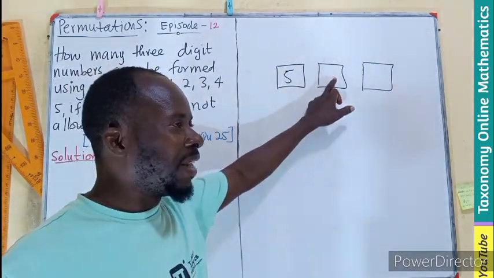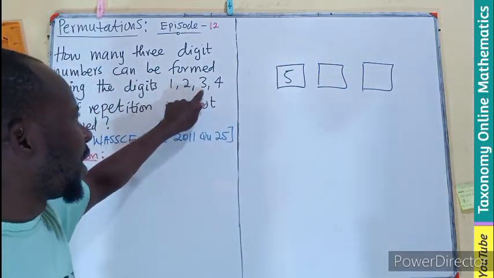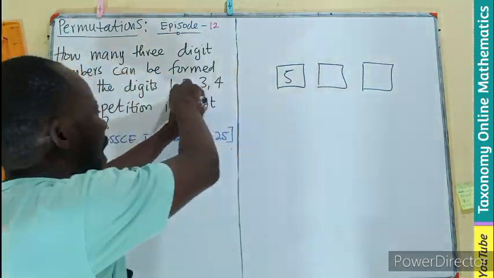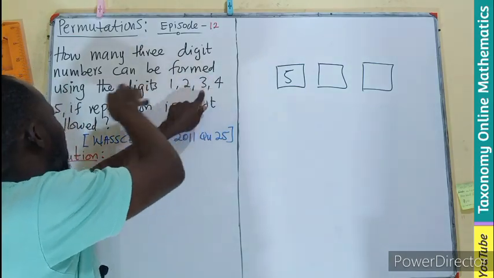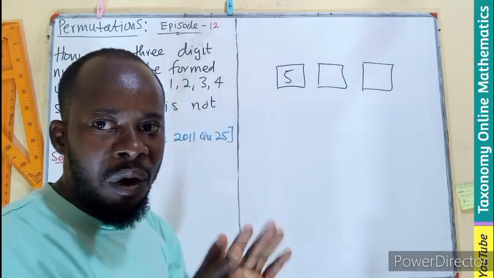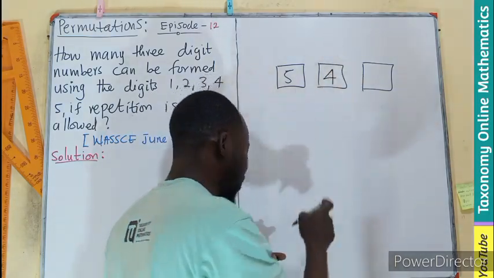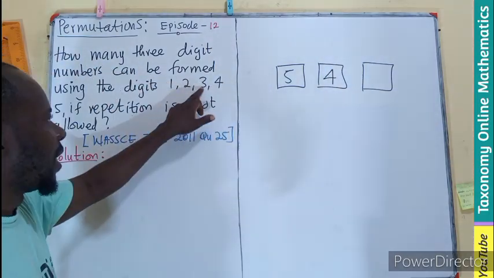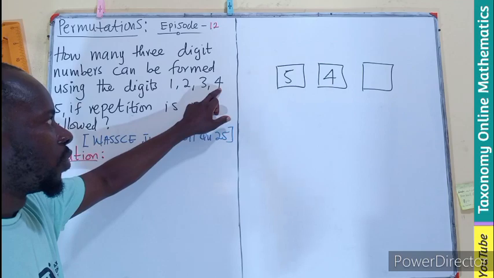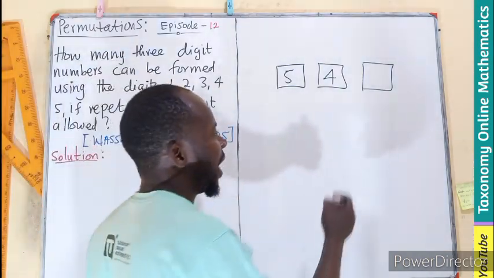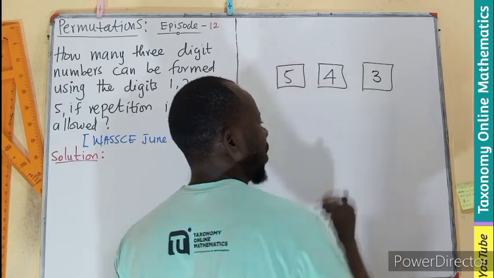Then for the second digit, if, in case, 3 is chosen here, it means for this place you have only 1, 2, 3, 4, so you are having only 4 options to choose from, meaning the second digit will be 4. Then finally, if this is chosen first and this is chosen second, you have 1, 2, 3 options to pick from, and this gives us 3 options.